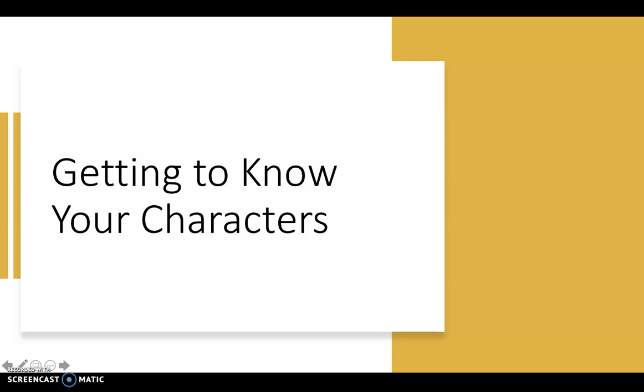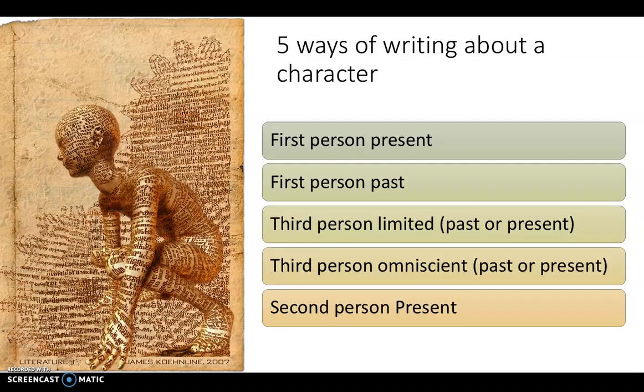Hey guys, in this section of the lecture, we're going to look at getting to know your characters as you read, whether it's for Dracula or for the short stories we're working on. There are 5 ways that authors might write about a character, 5 kind of narrative voices they might use. In the first person present, an author will write as though they are the character, so using I and we. They'll write as though things are happening as you read.